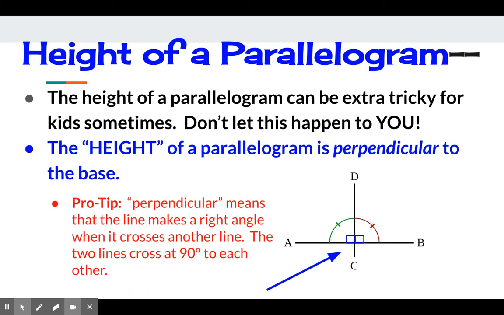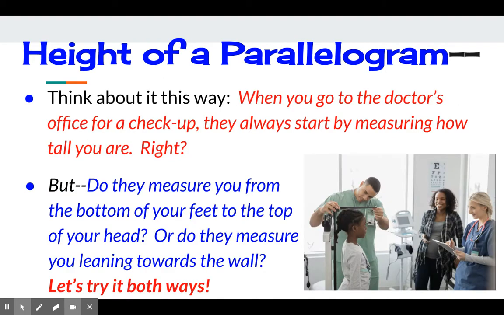The height of the parallelogram, first of all, is perpendicular to the base. So take a look at my picture there, line CD, and it's crossing line AB. And notice that it's crossing at a 90-degree angle. It's crossing straight up and down and making two square corners. Perpendicular means that the line makes a right angle when it crosses another line, and the two lines cross at 90 degrees to each other. So one of the tips to find the height of a parallelogram is it has to be a perpendicular line to the base.